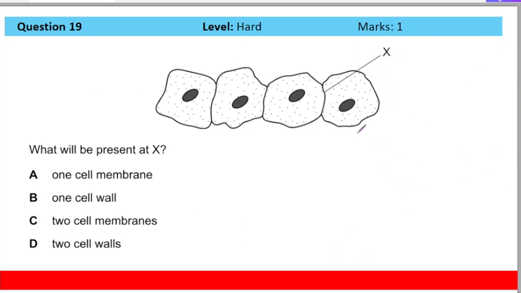Question number 19. You can see these are animal cells. This is the cell membrane, this is the cytoplasm, and this is the nucleus. You can see these two cells are close to each other, so X represents the two cell membranes. C is the correct option.